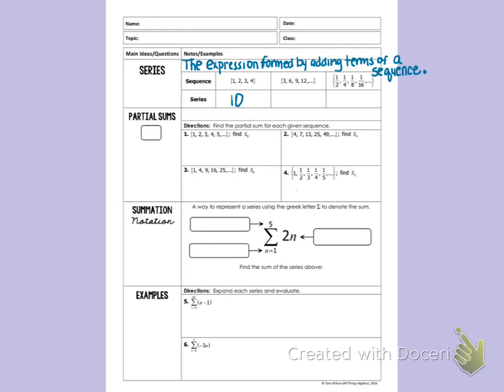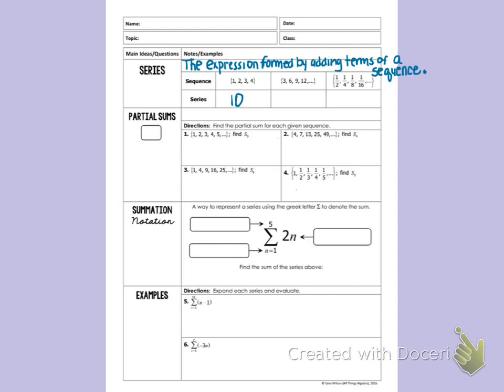So what about this next sequence? How could I find the series there? Well, that's 3, 6, 9, 12, and the dot, dot, dot means it goes on infinitely, following this pattern. So I don't really know how to add all those up. I mean, how can you do that? There's an infinite number of terms.